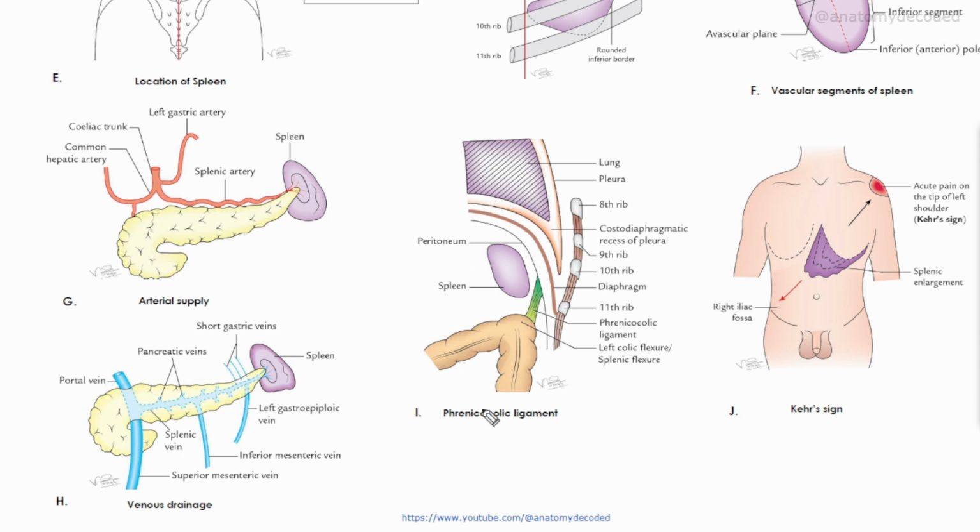Okay, and in this image we can see the phrenicocolic ligament. Phrenic refers to the diaphragm, from the diaphragm to the colon. This is the phrenicocolic ligament which supports the spleen. Then this image shows Kehr's sign. If there is any splenic enlargement or rupture of the spleen which irritates the left dome of the diaphragm, that pain can be felt at the tip of the left shoulder, which is referred to as Kehr's sign.